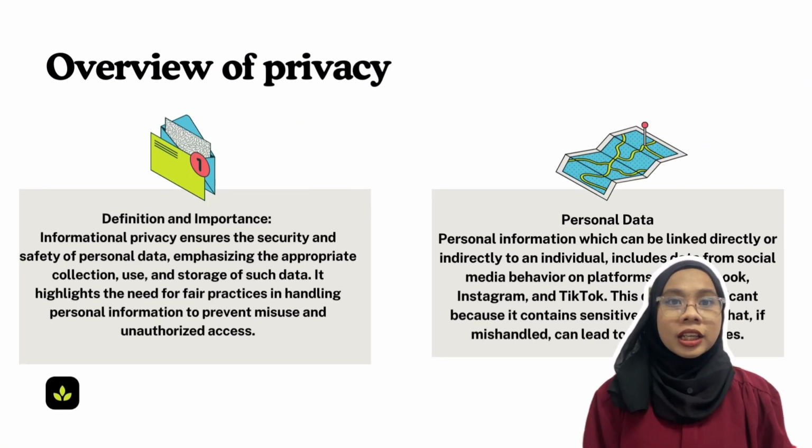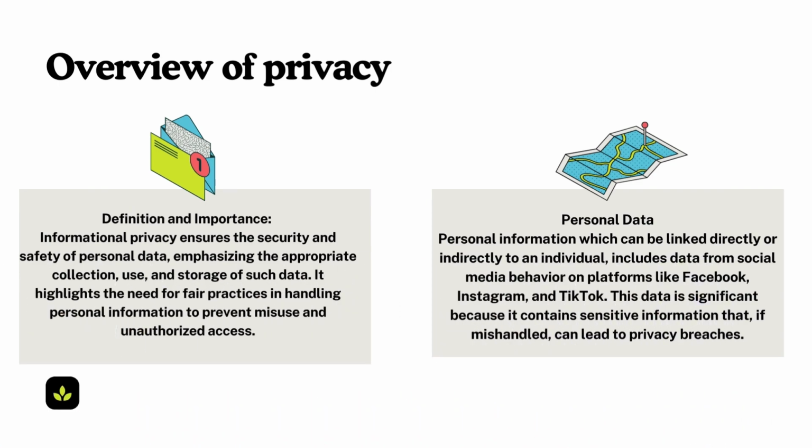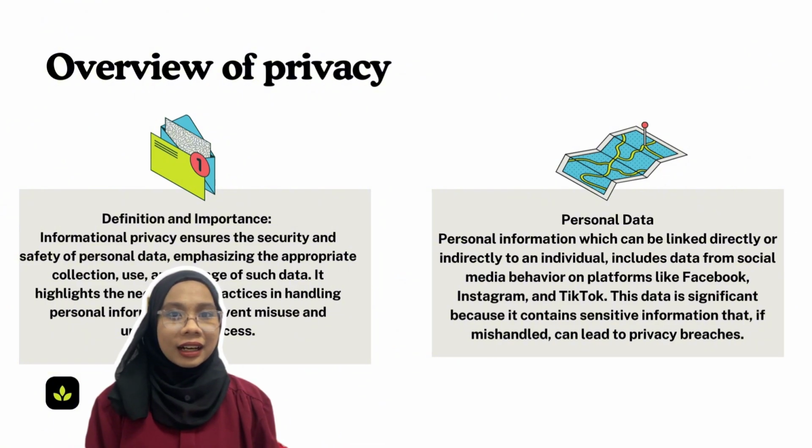Definitions and importance. Informational privacy ensures the security and the safety of the personal data, embracing the appropriate collection, use, and storage of such data. It highlights the need for fair practice in handling personal information to prevent misuse and unauthorized access. Next, we move to the personal data. Personal information, which can be linked directly or indirectly to an individual, includes data from social media, behavior on platforms like Facebook, Instagram, and TikTok. This data is significant because it contains sensitive information that, if mishandled, can lead to a privacy breach.